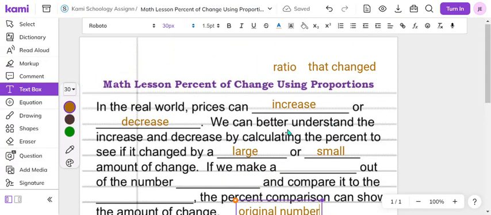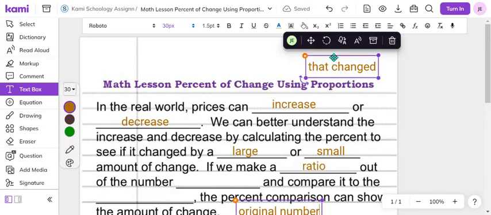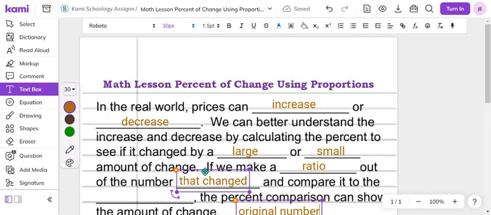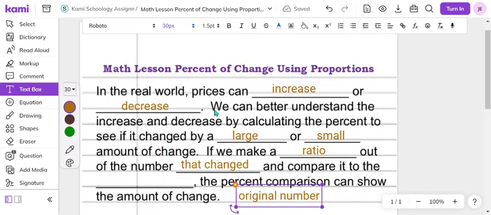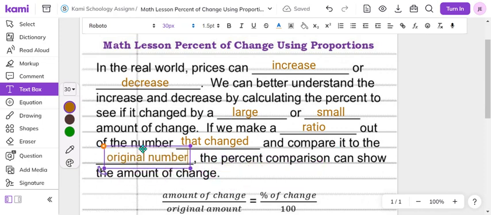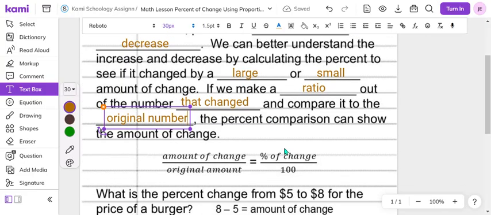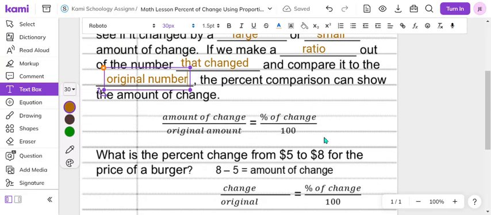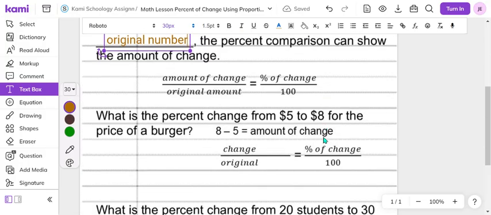So if we make a ratio, we're going to use the ratio out of the number that changed. So out of the number that we ended up with, and we compare it to the original number that we started with, this percent comparison can help us better understand the amount that it was changed. So let's practice. Let's go down below.